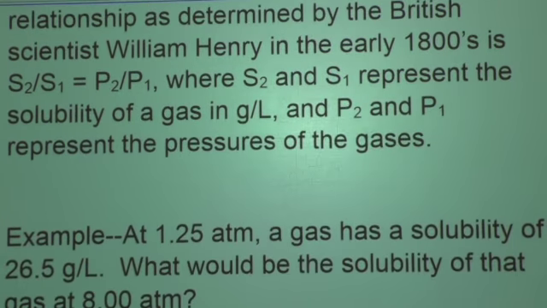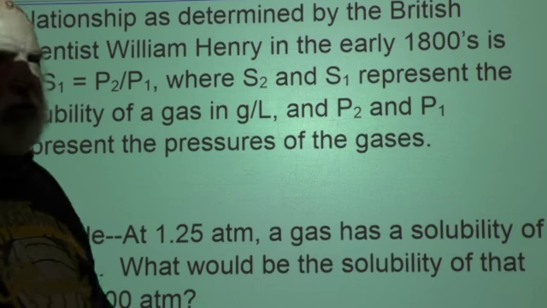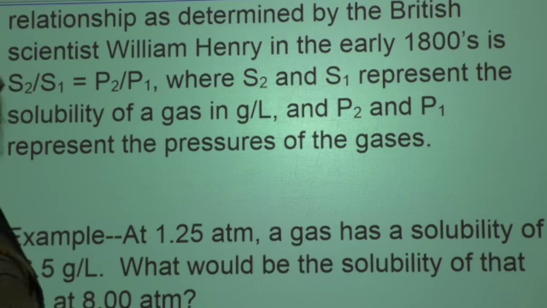So let's take a look at an example. This is a pretty short section. It's a little plug and play math here. Suppose at 1.25 atmospheres, a gas has a solubility of 26.5 grams per liter. What would be the solubility of that gas at 8 atmospheres? So we take this formula right here, and we have to figure out what is solubility 2, what is solubility 1, what is pressure 2, what is pressure 1.